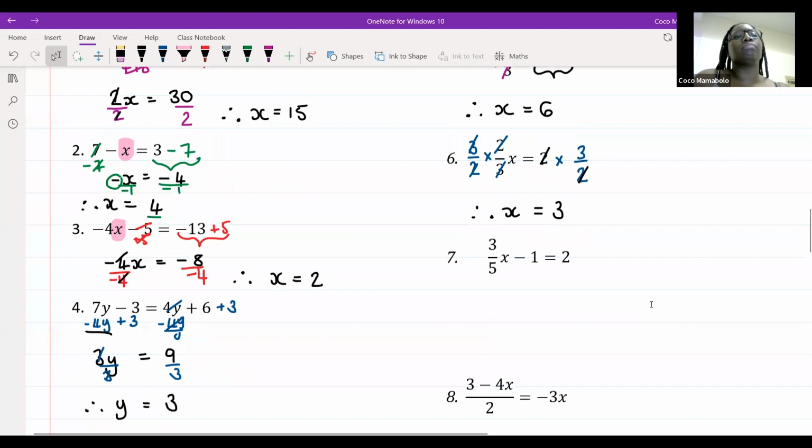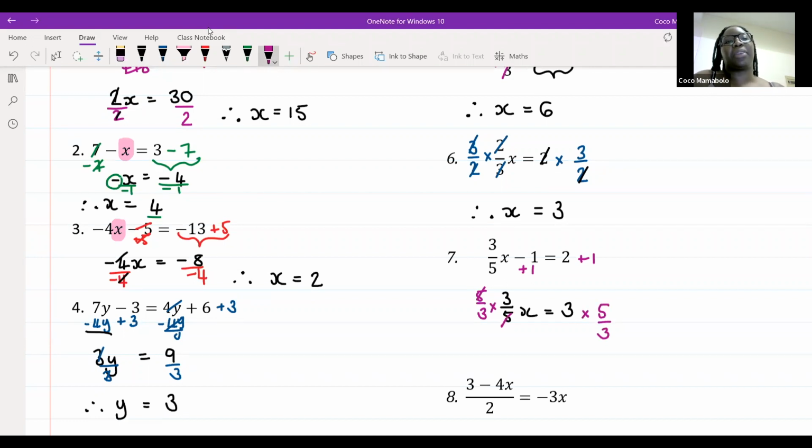Number 7, ma'am, with the method that you just did, because I did it with my method. Yes. With the method that you just did, we'd firstly take the 1 over to the 2, so it'd be plus 1. Good. Then we're going to say 5 over 3 multiplied by 3 over 5. So we're going to multiply the side by 5 over 3. That one and that one will cancel. And I'll have, therefore, x is equal to 5, as the 3 and the 3 cancel and we'll have left 5.